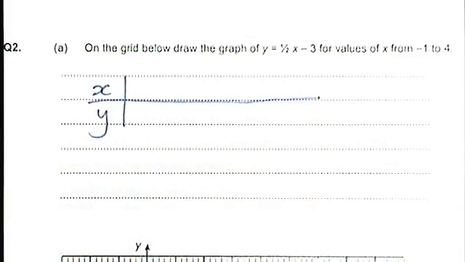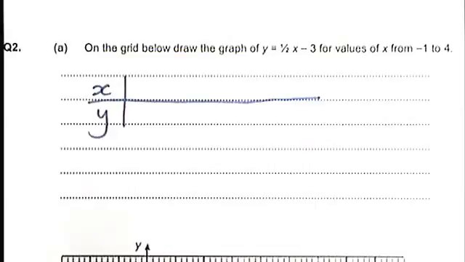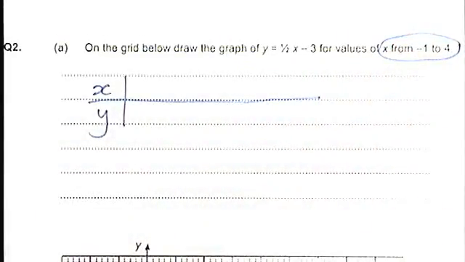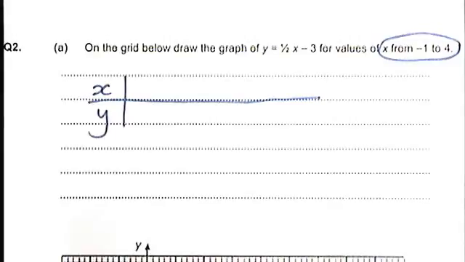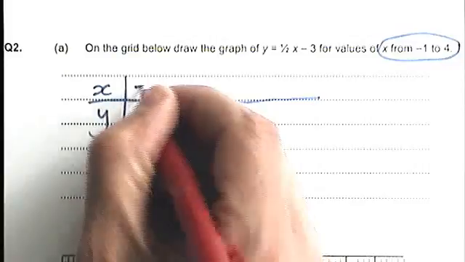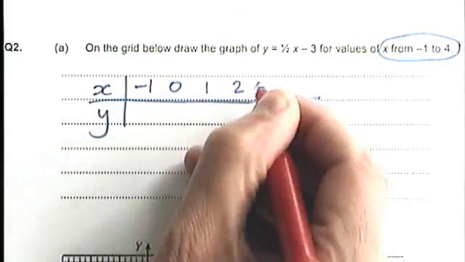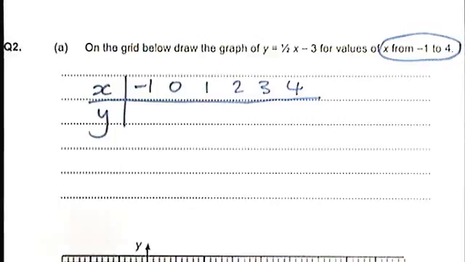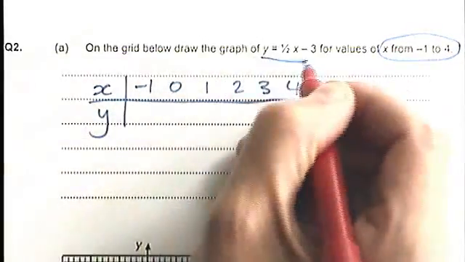Okay, and basically this is the bit which tells you what your x numbers are going to be. It says for values of x from -1 to 4. So your x numbers in your table have to go from -1 to 4. And once you've got those, you can start using your rule.